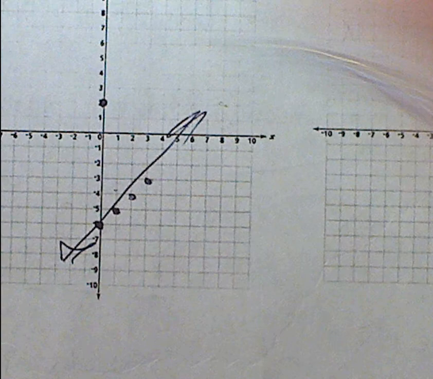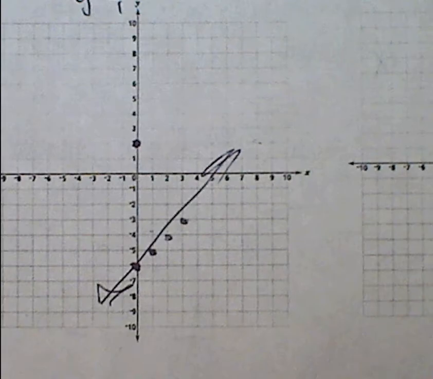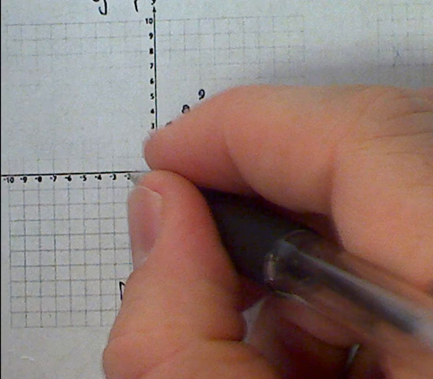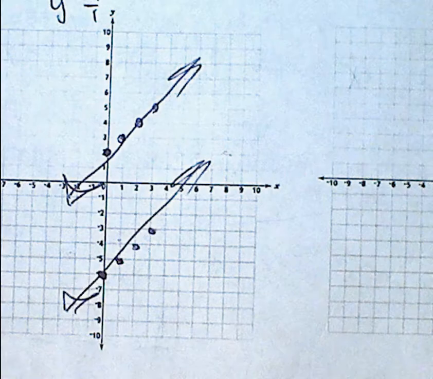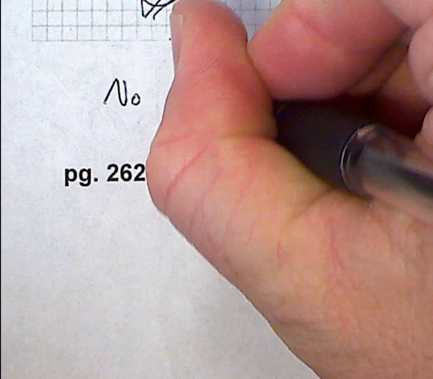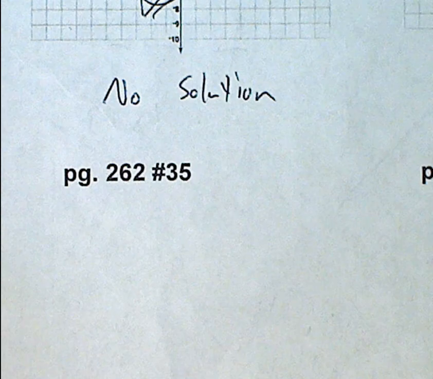So I already know that these are actually going to be parallel because my slope is the same. Up 1 over 1, up 1 over 1, up 1 over 1. Here is my line. These are parallel. If they are parallel, we have no solution. They do not intersect.